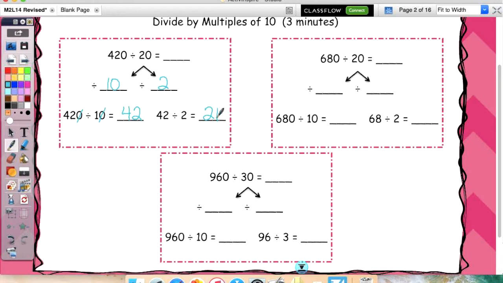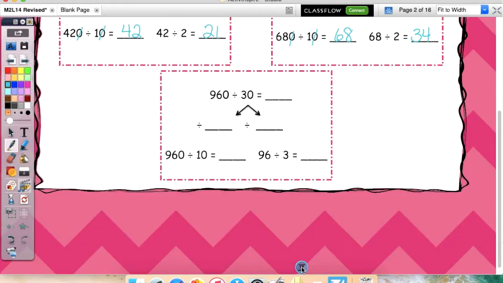So this is 10 and 2. So that's going to give me 68 and 34. Now we're not dividing by 2. What are we dividing by? 3.